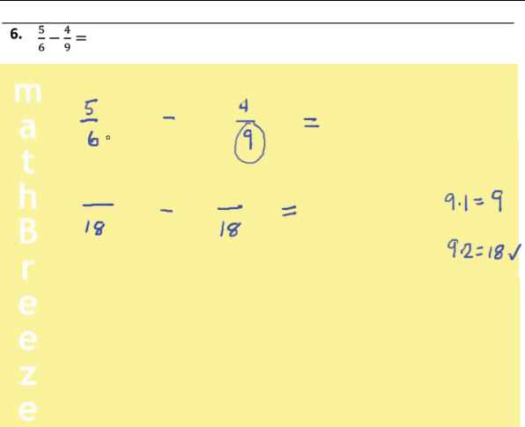So multiply 6 times 3 to get 18. Do that to the numerator as well. Multiply 9 times 2 to get 18 and do that to the numerator as well. And now we subtract 15, subtract 8, and so we have 7 over 18.